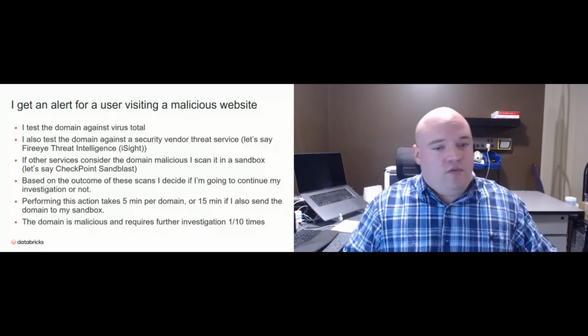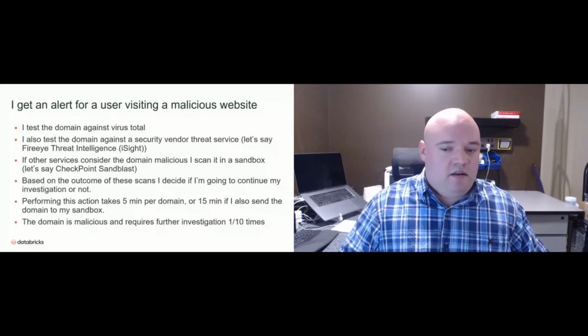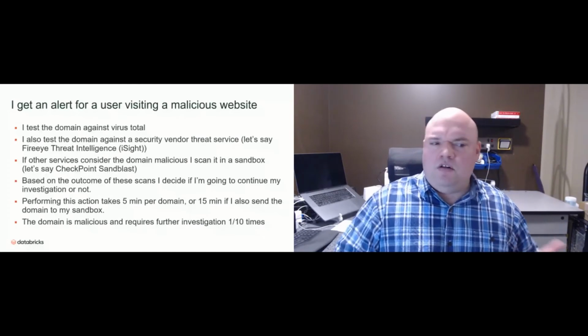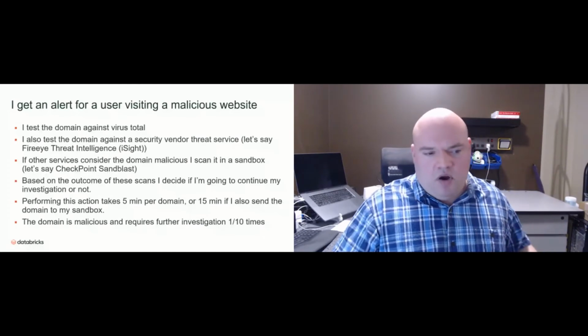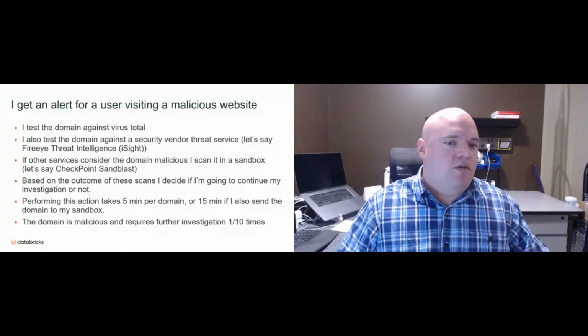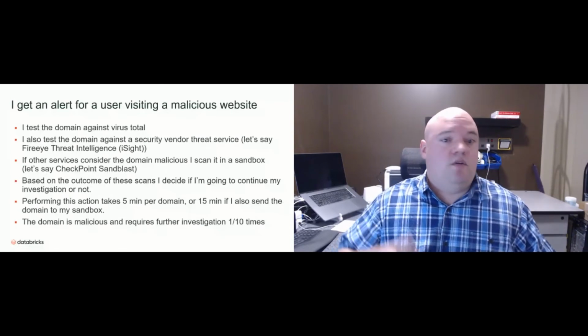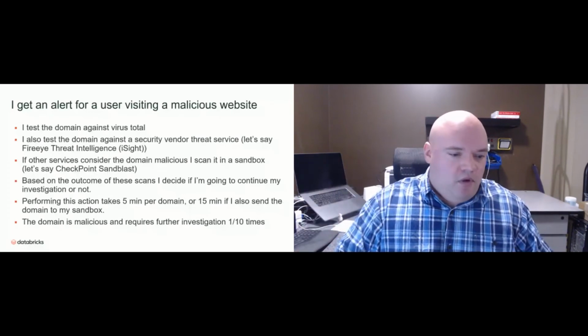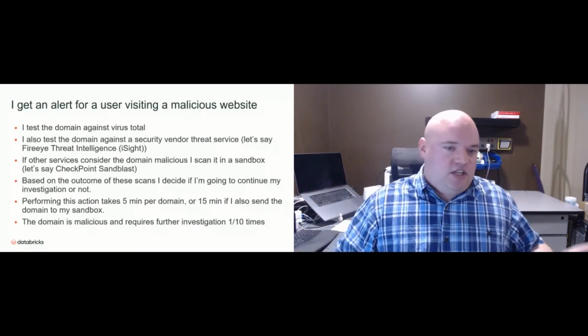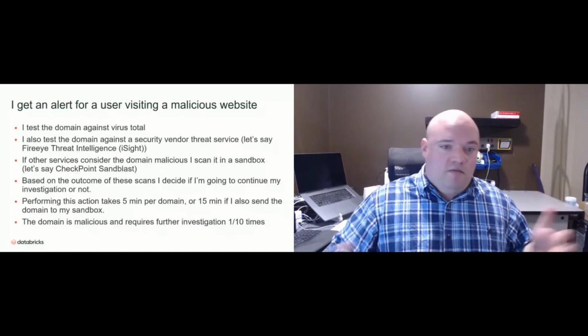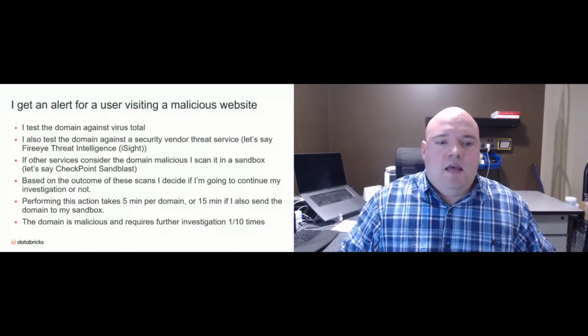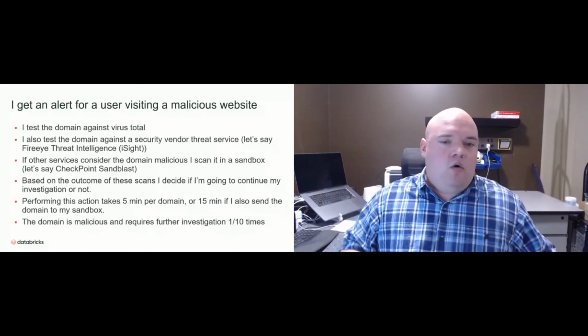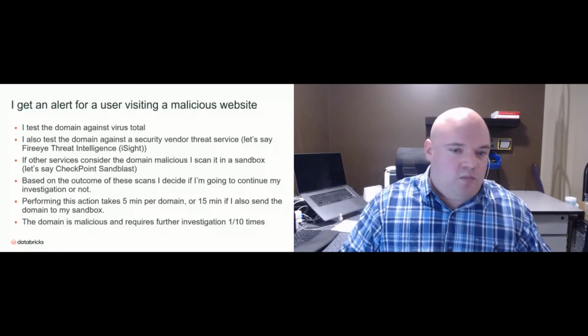Maybe if both of those come back as being non-malicious, but I'm still not quite sure, I want to sandbox that URL, and I want to see whether or not my sandbox thinks it's malicious. So I've got another technology in there. It doesn't have to be Checkpoint, it could be Joe Sandbox, right? It doesn't really matter what your technology stack is. And then based on the outcome of all those different events, I need to decide, am I going to continue my investigation, or am I just going to say this is a false positive, right?